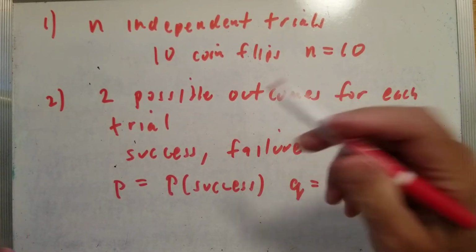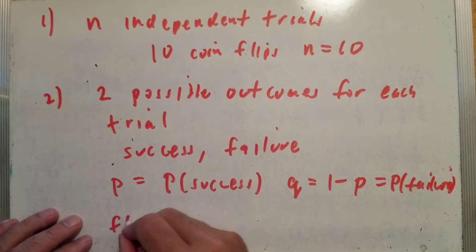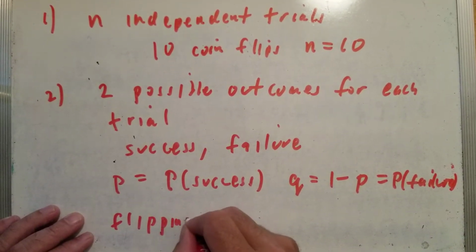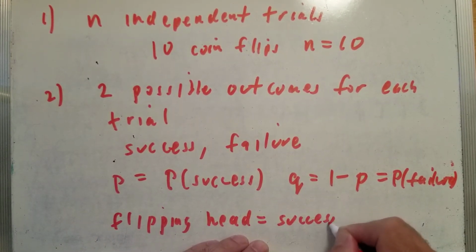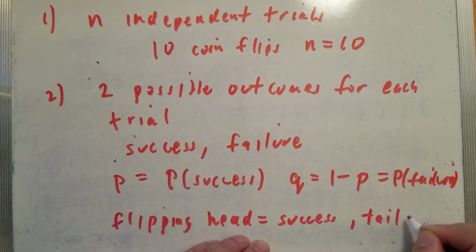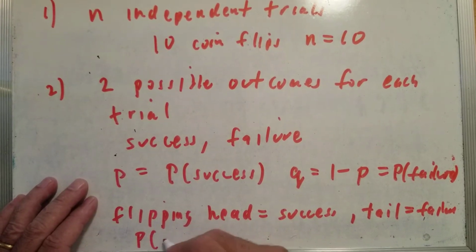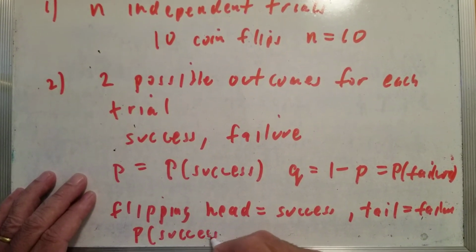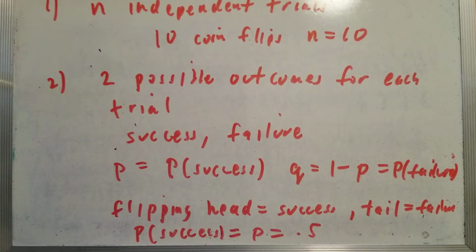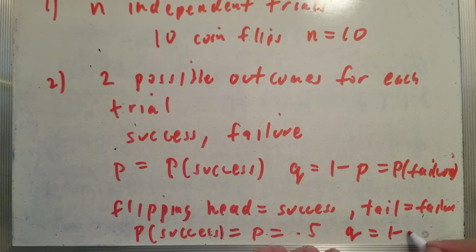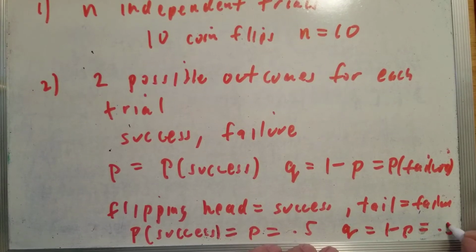In our example, we called X the number of heads. So in this example, flipping a head equals success. Tail equals failure. And then the probability of success, which is P, would be 0.5 because it's a 50-50 shot to flip a head, and Q, which is 1 minus P, the probability of failure, which would be flipping a tail, would also be 0.5.